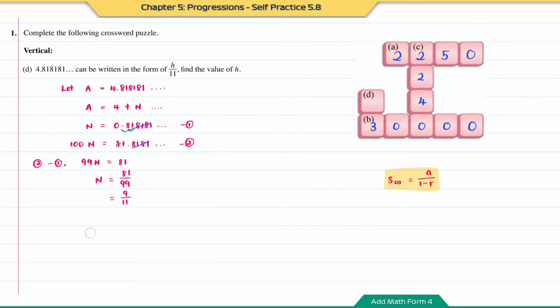So here the A is equal to 4 plus 9 over 11. So this is the same as 4 and 9 over 11. So we're going to change this mixed number into the improper fraction. It will be 53 over 11.